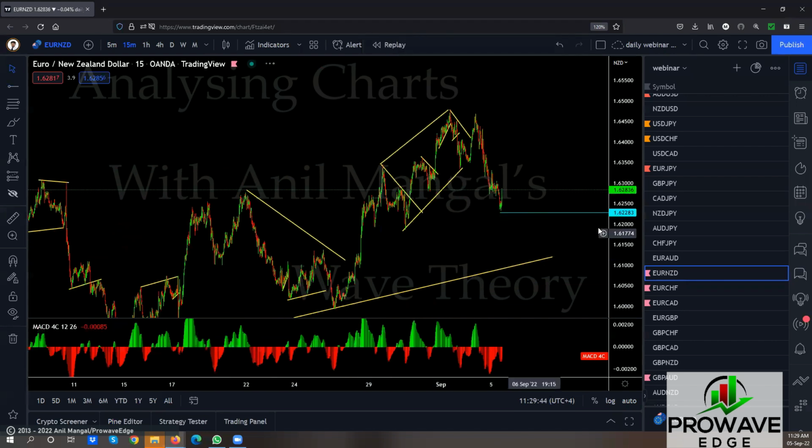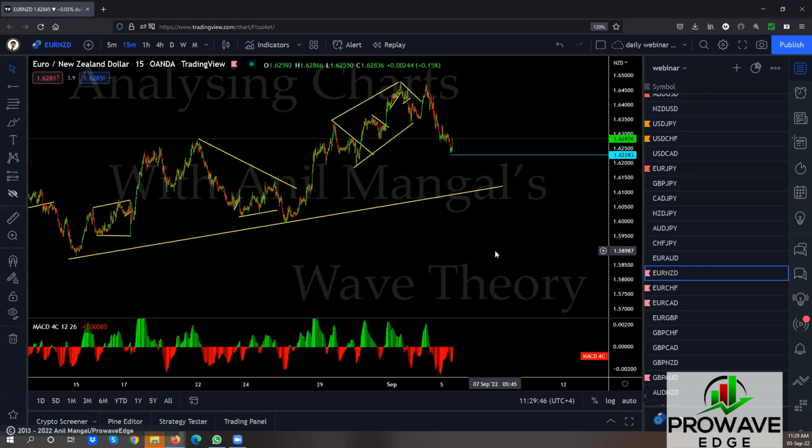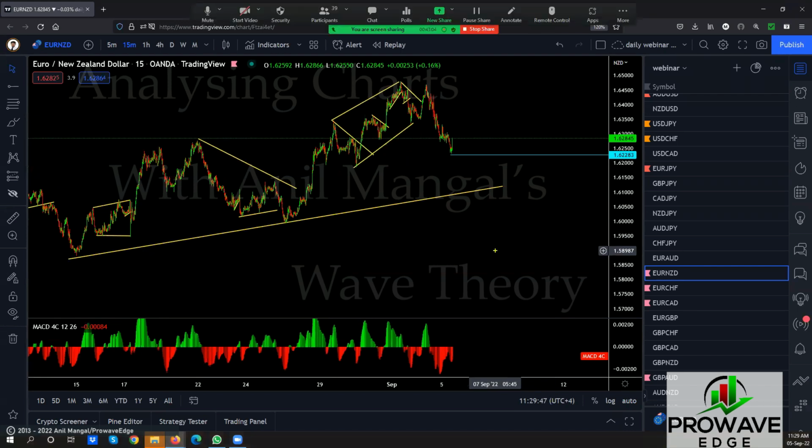Now, I'm not putting the target there because remember, we manage the trades and we have rules of how we manage the trades. So if it comes here, perfect. If it goes through that bottom, that is even much better. If it goes up, we don't have a buy setup. If it goes sideways, we get a buy setup.